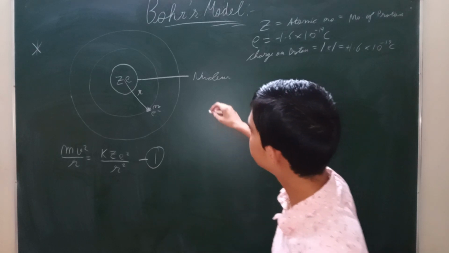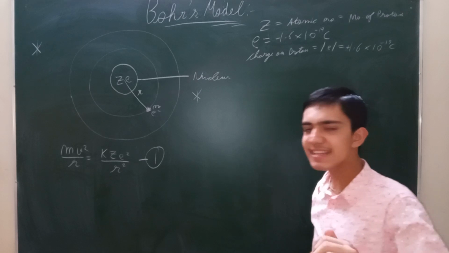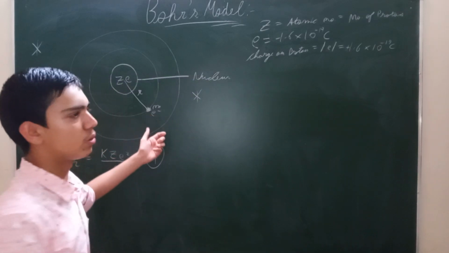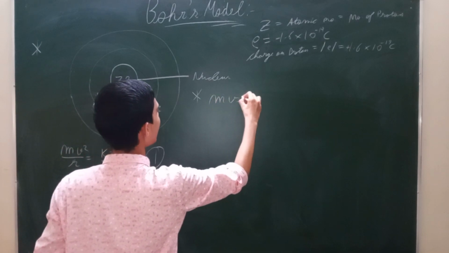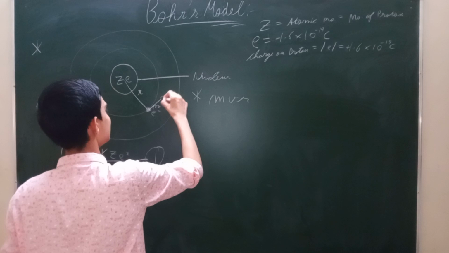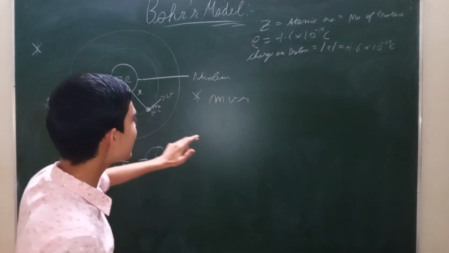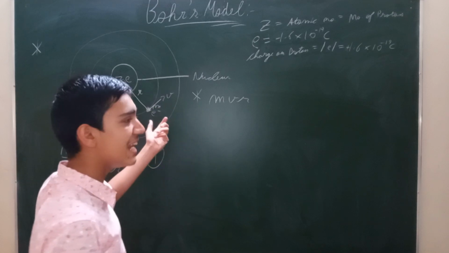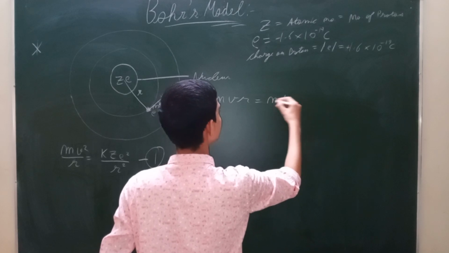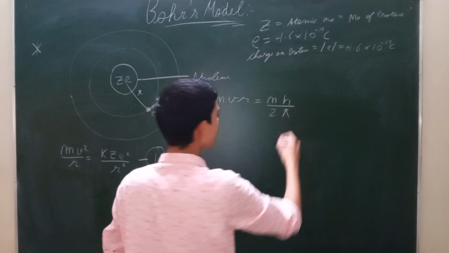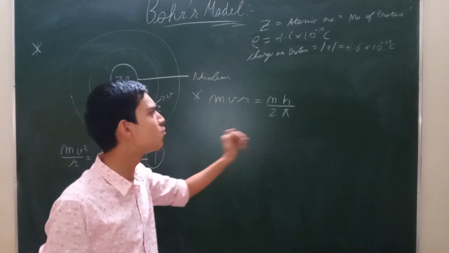Now, another postulate given by Niels Bohr is about the angular momentum of the electron. We all know that angular momentum is m v r. Let's consider its velocity v. So mvr is the angular momentum. He says that the angular momentum of an electron is an integral multiple of h upon 2 pi. Okay, wait a minute. But where does this n h upon 2 pi come from?